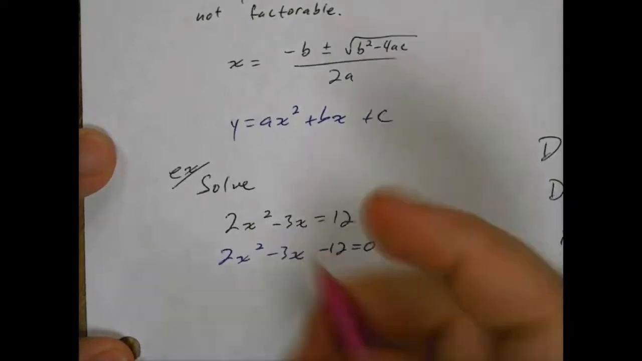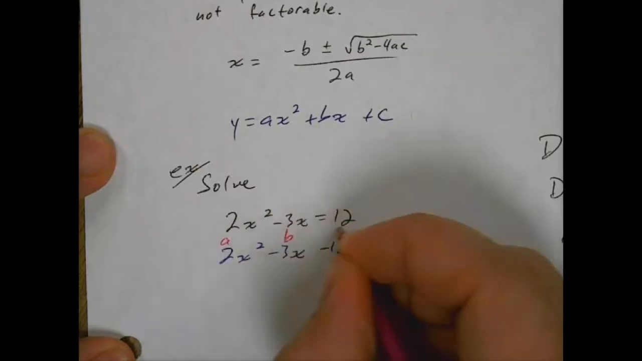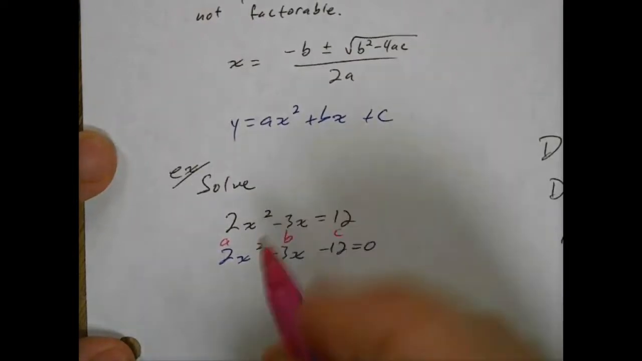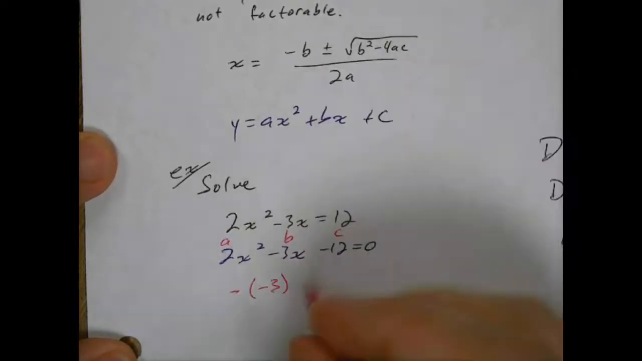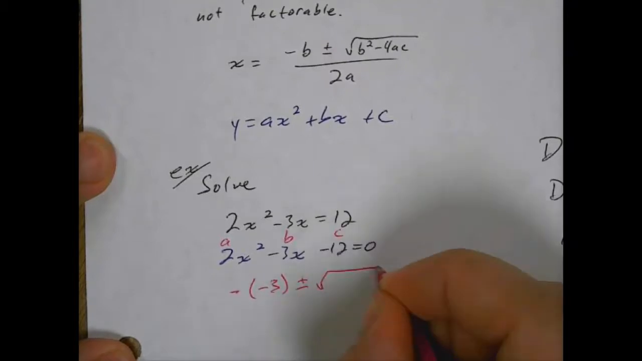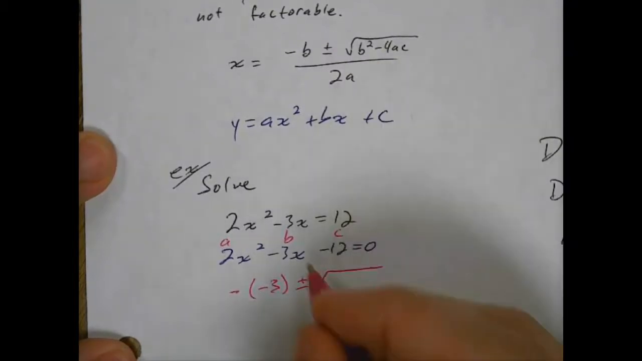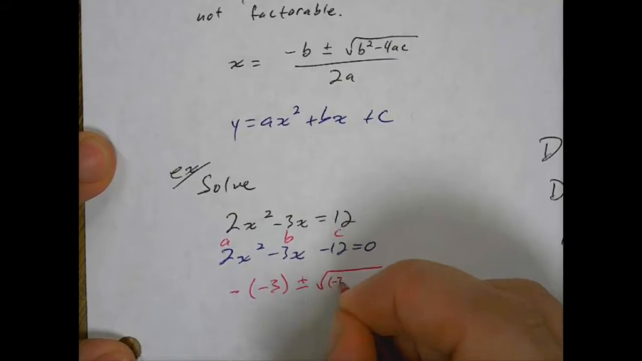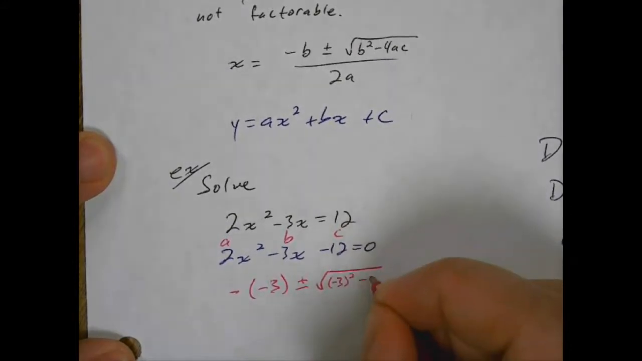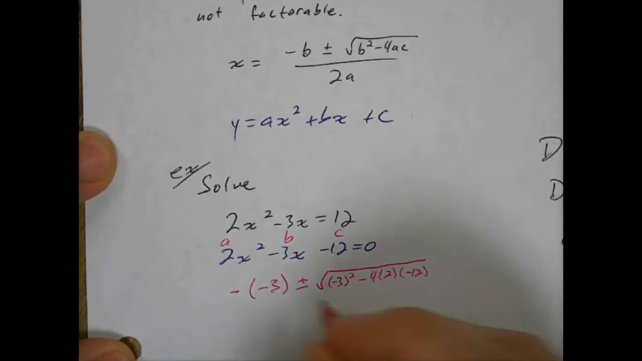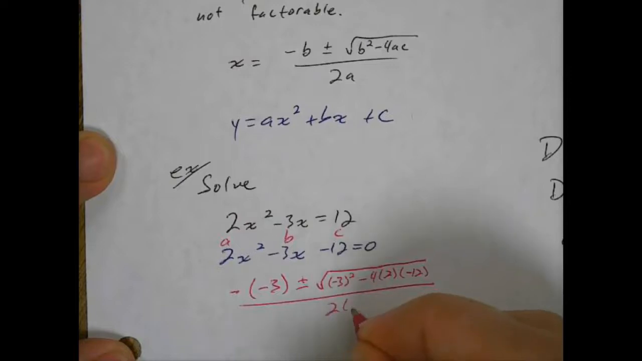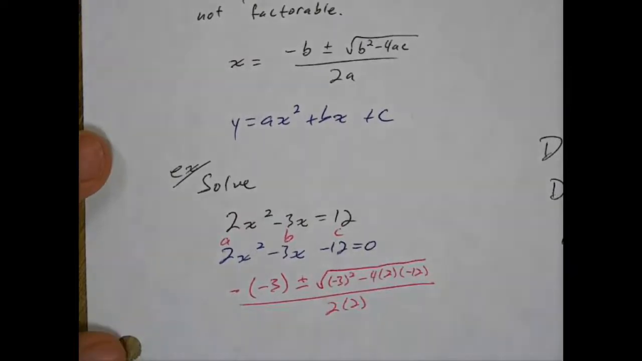Now I have a, b, and c. So using my formula, it says negative b. So I have negative, what b is, negative 3, plus or minus the square root of b squared, so negative 3 squared, minus 4 times a times c. A is 2, c is negative 12. All of that divided by 2 times a, in this case, is 2.